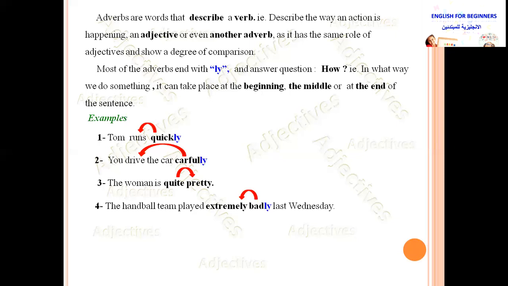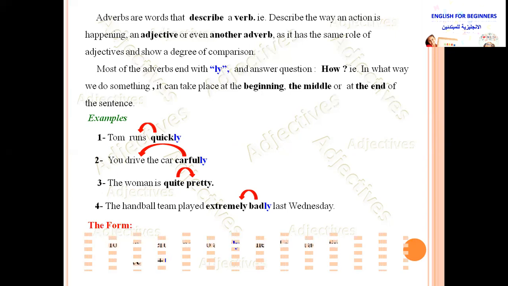The woman is quite pretty. Here I have an adverb that describes an adjective. The last one, the handball team played extremely badly last Wednesday. Here I have 2 adverbs where one of them describes or modifies another adverb.